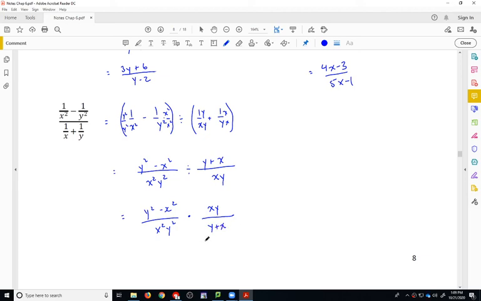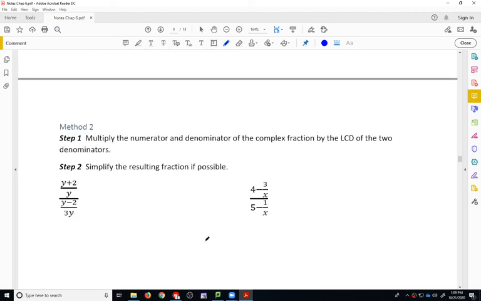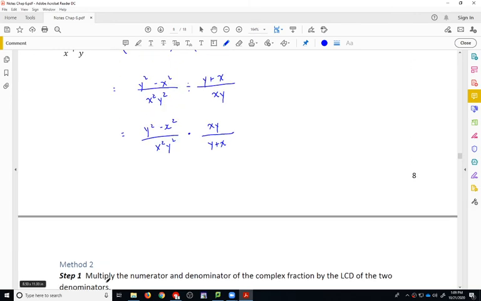Now I'm going to simplify. To simplify, what I want you to see is this difference of squares. So this one's going to be y minus x times y plus x. Maybe on the bottom you notice that x squared y squared could be xy times xy. And then over here I've got xy and I've got y plus x. So I can simplify: xy divided by xy is 1, and then y plus x divided by y plus x is 1, and my final answer would be y minus x over xy.